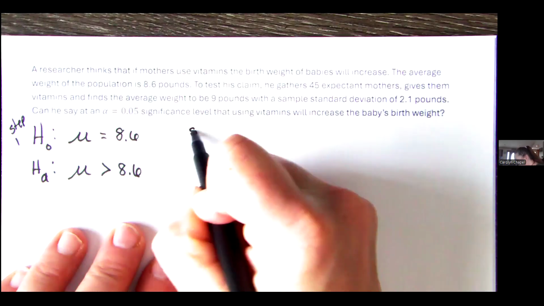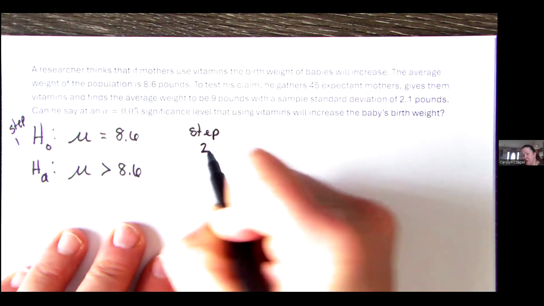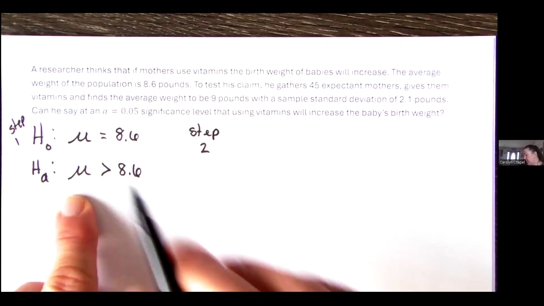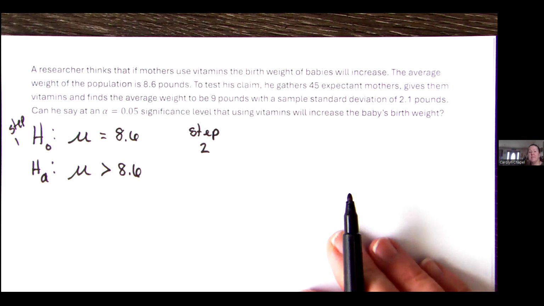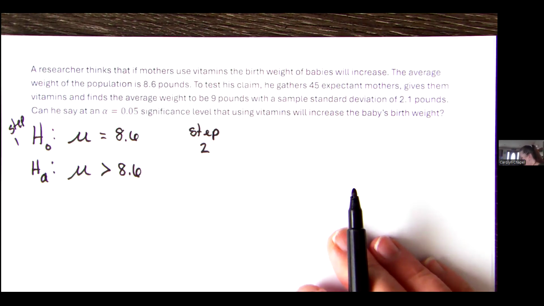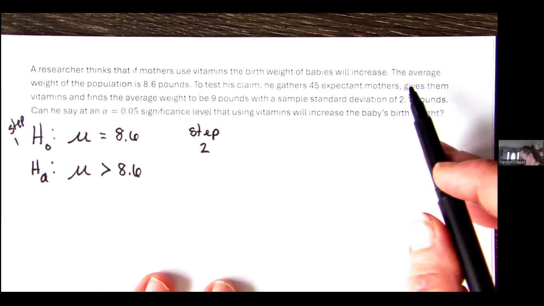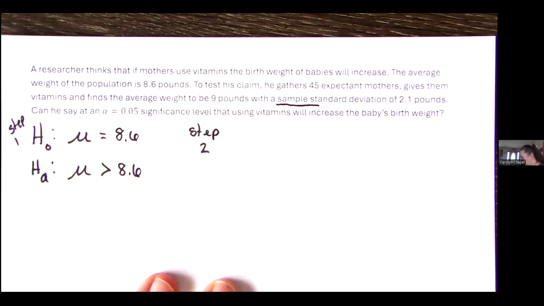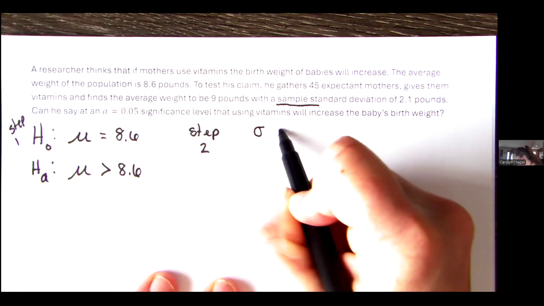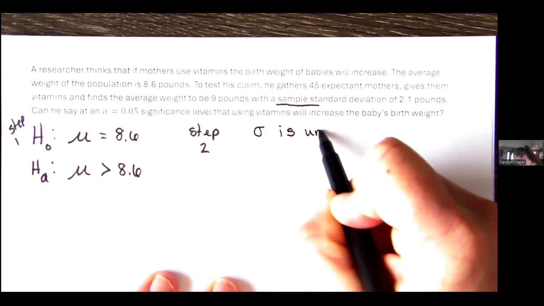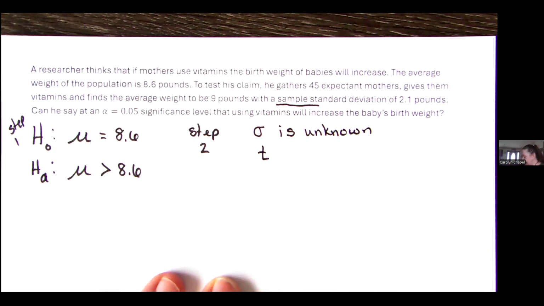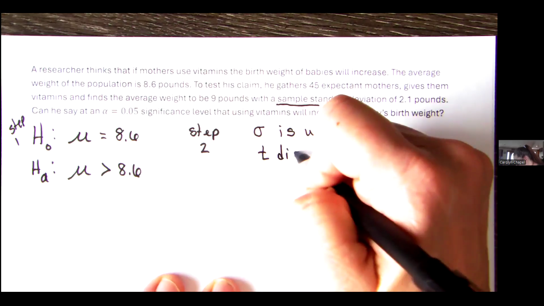Step 2 is to determine what test we're going to use. So this is where we're talking about mean. So we look to see, do we know the standard deviation of our population? And if you read through our problem, the only standard deviation we have is the sample. So this is not known. So that means we will be using a t distribution.